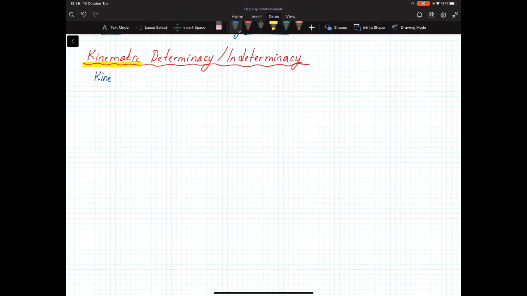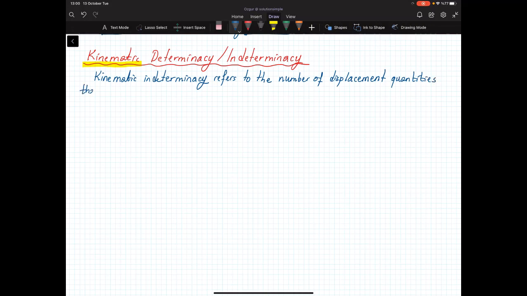So, kinematic indeterminacy refers to the number of displacement quantities that are necessary to define the deformational response of a structure.